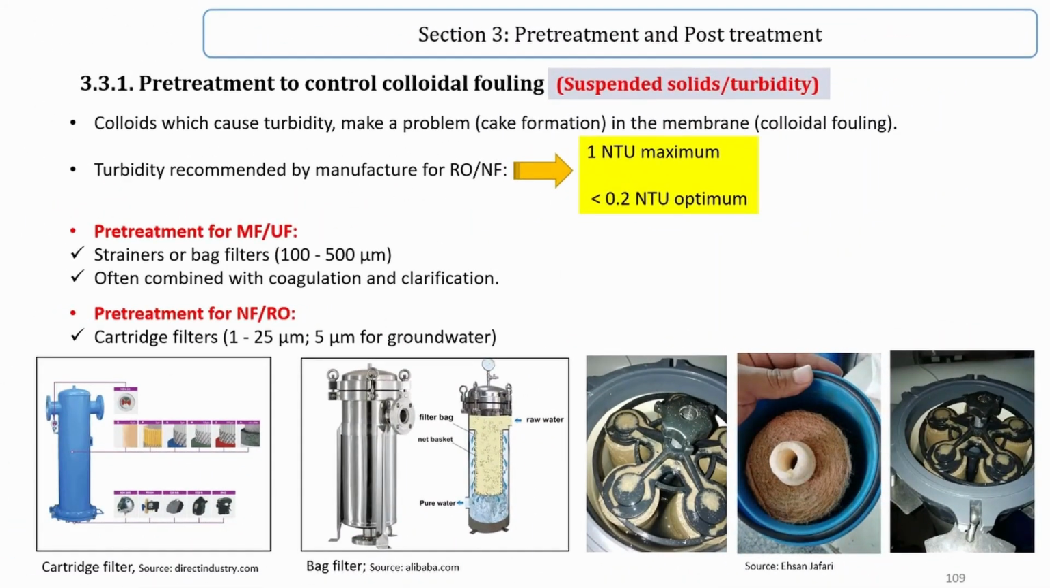Pretreatment to control colloidal fouling. As you know, colloids which cause turbidity in water and wastewater form a cake on the membrane surface as colloidal fouling. Typically it depends on the membrane material. The limitation of suspended solids concentration or turbidity is recommended by manufacturers, but generally a range between 1 to less than 0.2 NTU is recommended for the prevention of colloidal fouling.